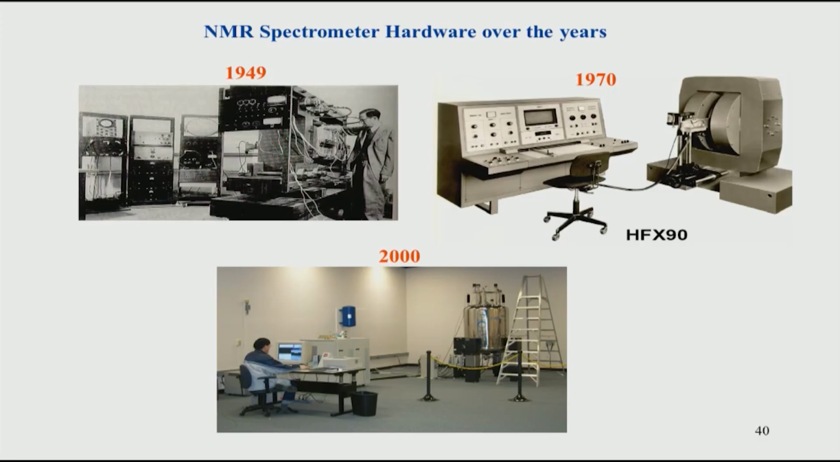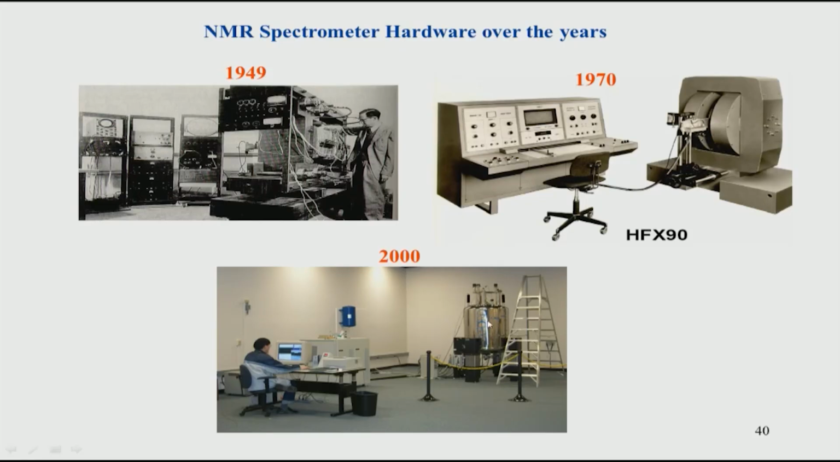You can see here some pictures of very old systems. This is now historical, and you can see how they developed. The current-day systems look something like this. You have what is called a magnet, which is what is shown here. We will see more pictures of this as we move on.